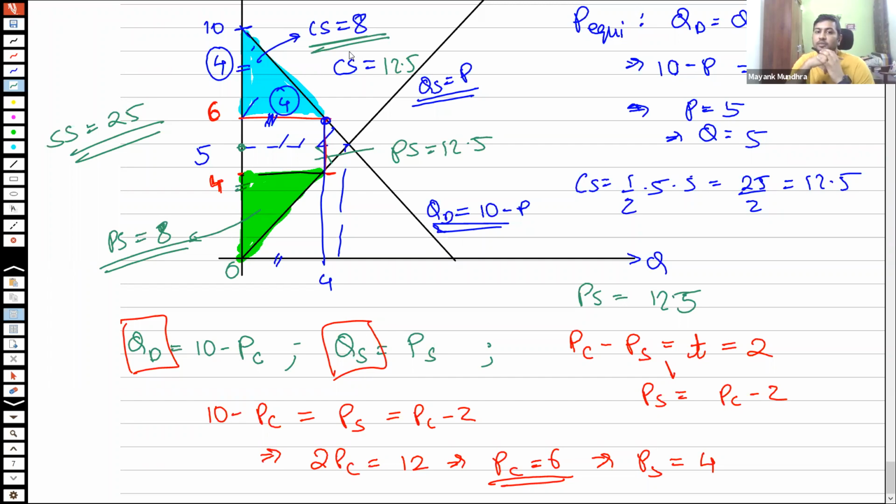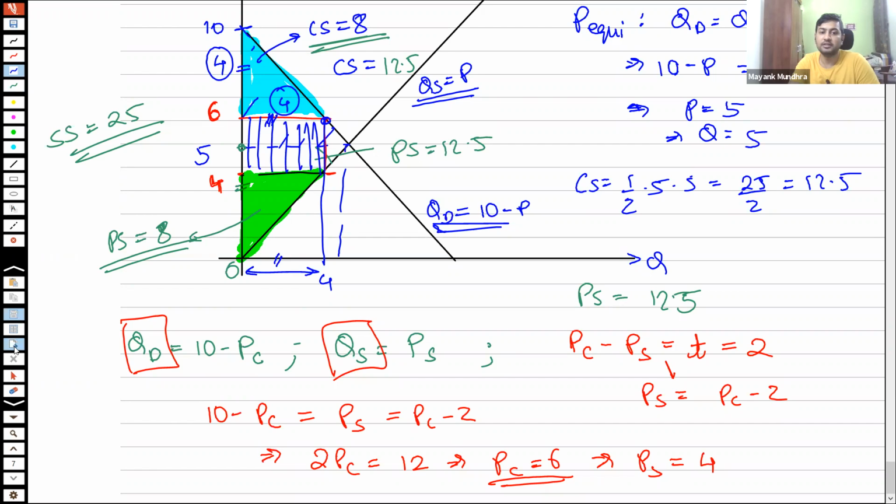What about government revenue? It will also be 8. Yes, good. It will also be 8 because 4 units are being sold and the government is getting 2 rupees on each unit. So it would be this area. So government surplus is also 8.